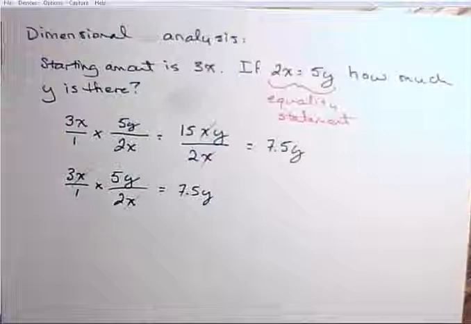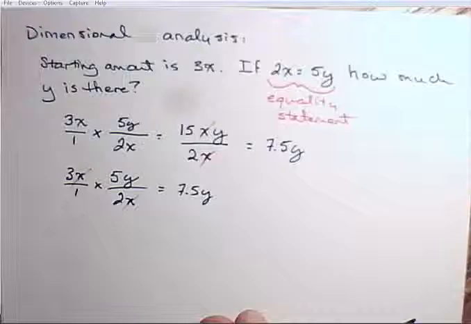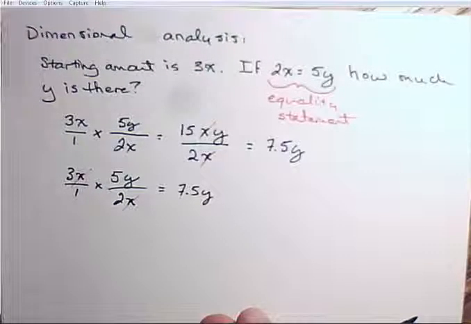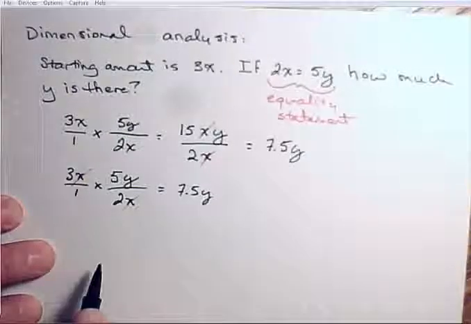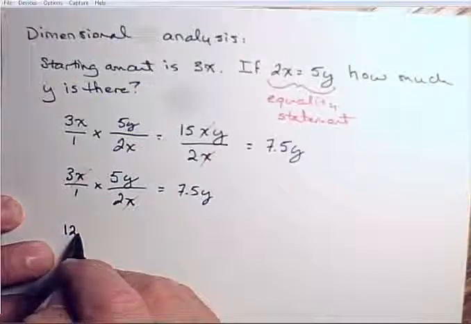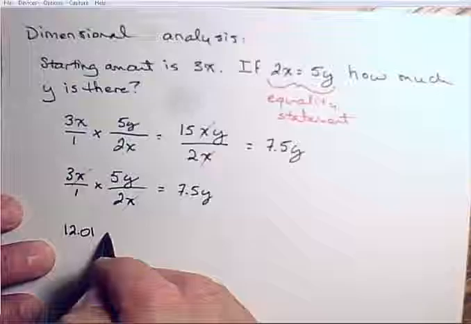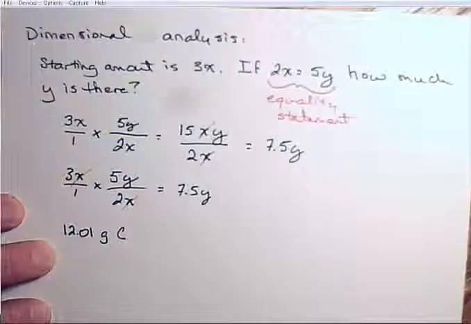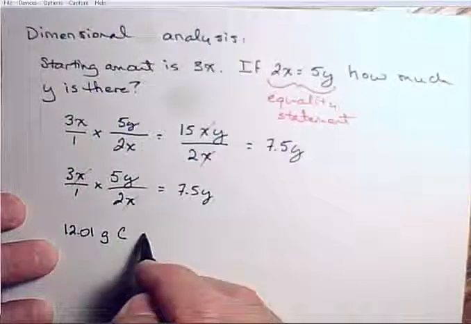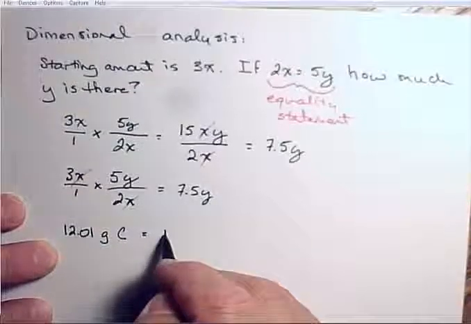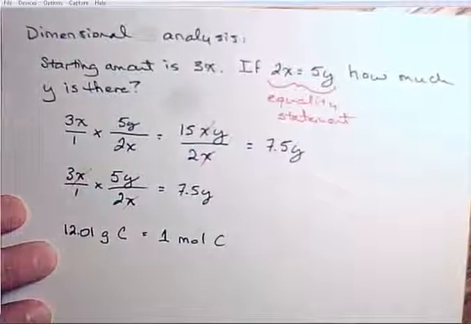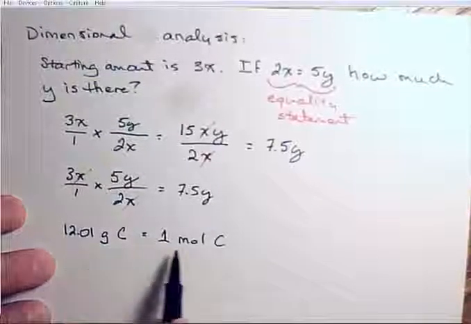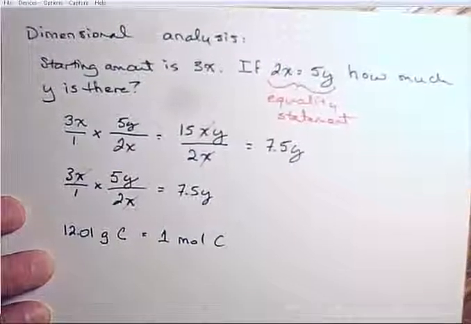Now, instead of using x's and y's, let's use grams and something called moles. I'm going to let you know that 12.01 grams of carbon, and that's the chemical symbol for carbon, is equal to 1 mole of carbon. Now, when we have two things that are equal, what do we call that?